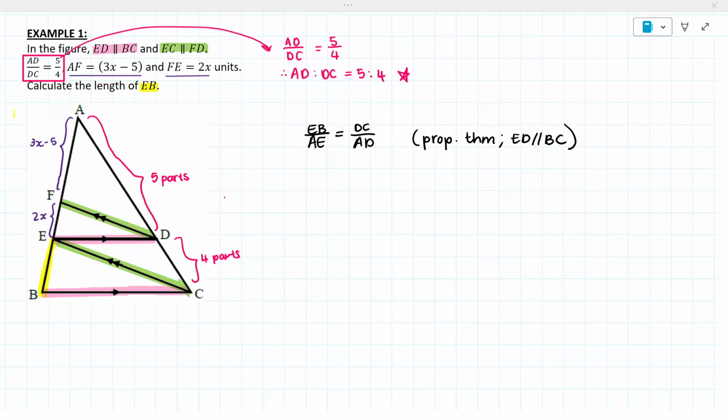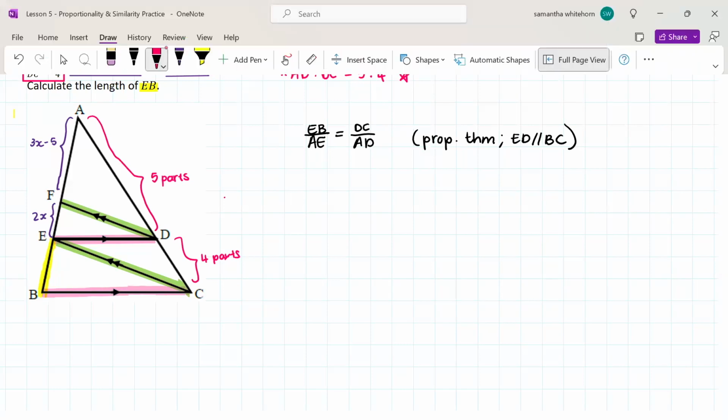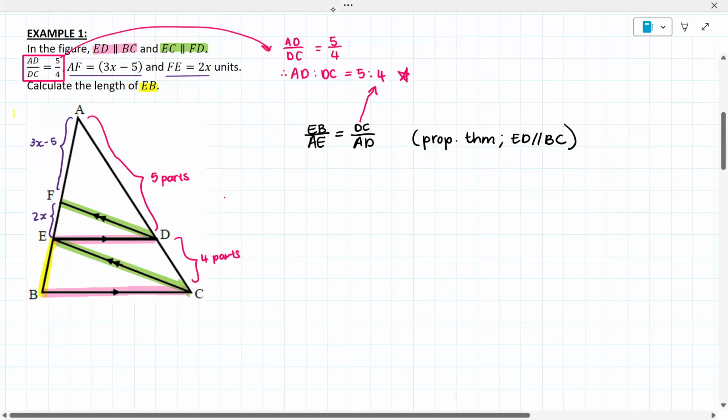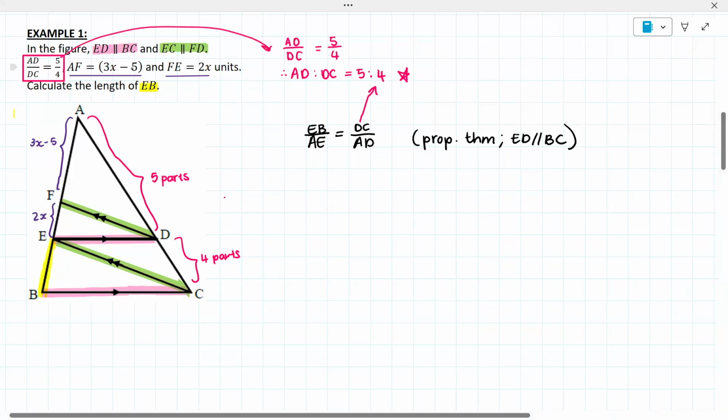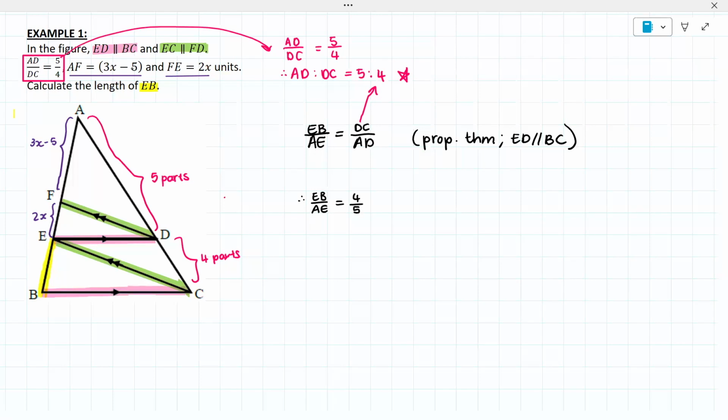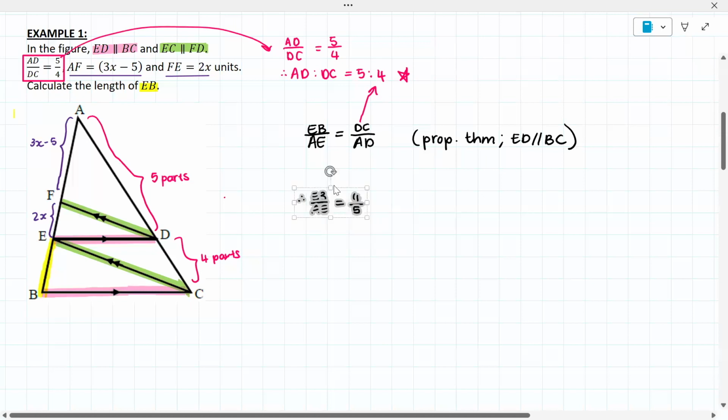And once we have a ratio that is set up with what we want, we can now start to substitute in information that we know. Right, so the first thing is, if you remember, this AD and DC, we have a ratio for that. So we can actually substitute that in immediately. So we know that, I'll move it up now. EB over AE has the same ratio as DC over AD, which is 4 over 5. And this is all from that pink information that we wrote down earlier from the given fraction we had.